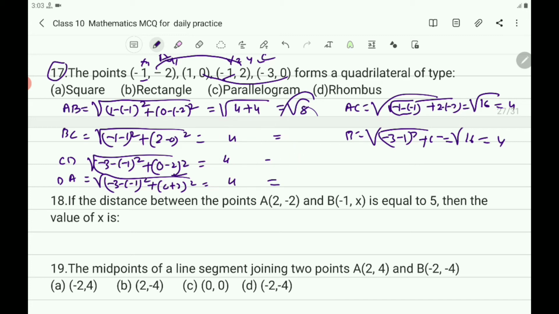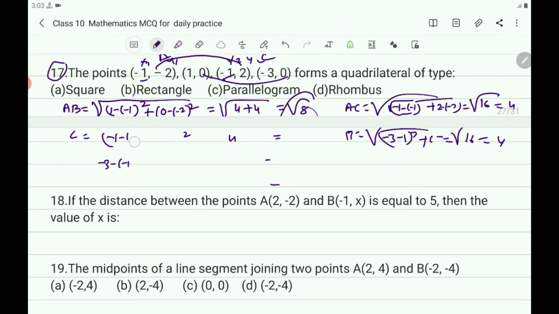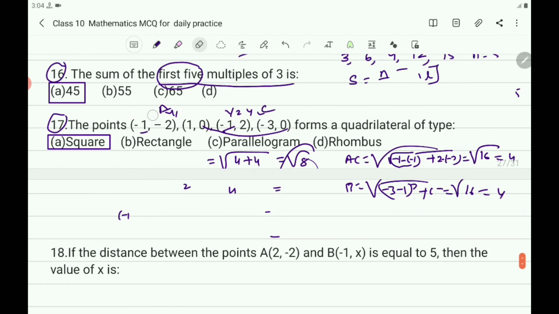So here it is a quadrilateral in which all the four sides are equal and diagonals are equal. What is the name of that quadrilateral? That is a square. So you got the quadrilateral which is a square.